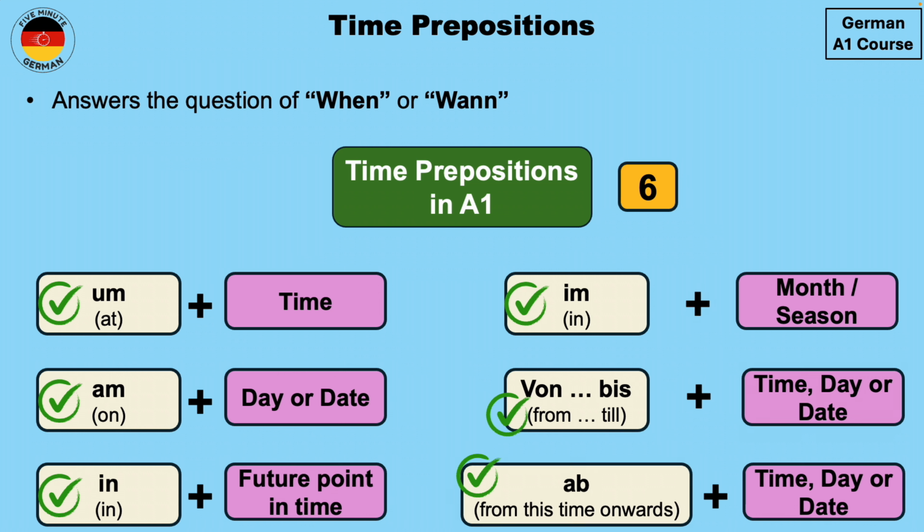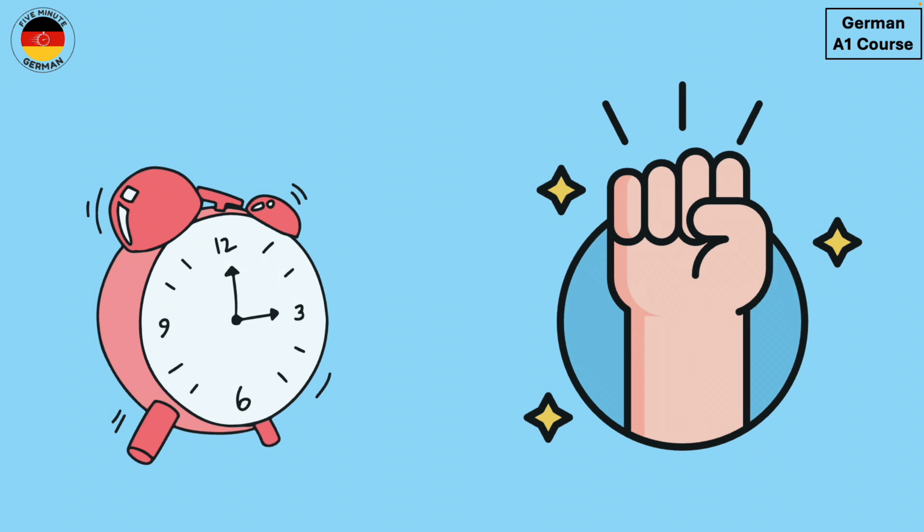So these were the 6 prepositions that we have in German A1 related to time. If you learn these, then as I said, you can make questions and also give answers related to time. And this will be helpful for you in the exam. And with this, we come to the end of the lesson. Great work! You have learned another important concept of German A1. Now go and practice this so that you can use this in your speaking as well as writing and in the exam.